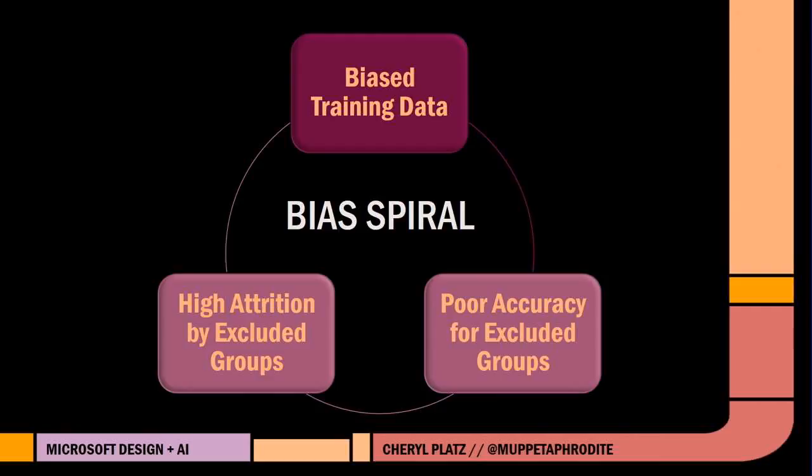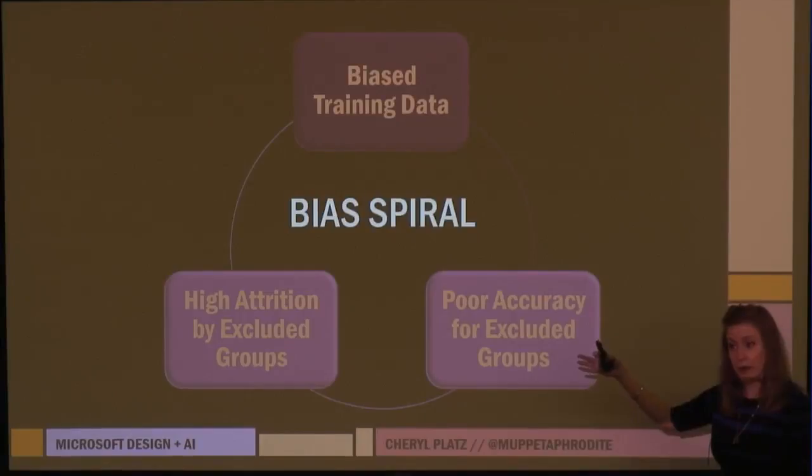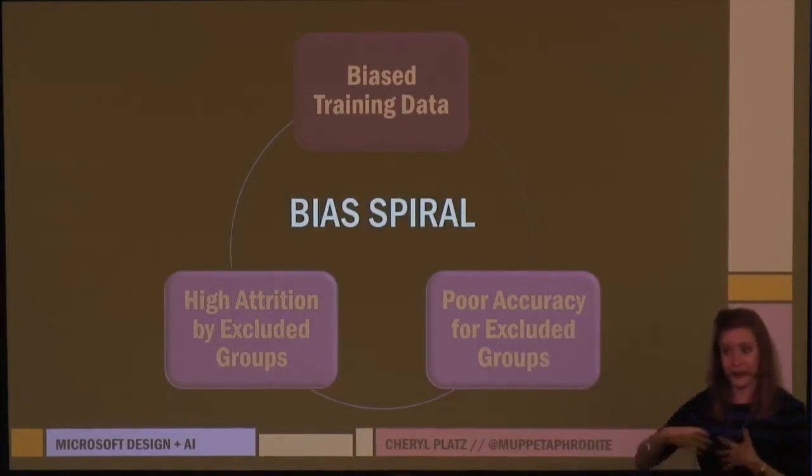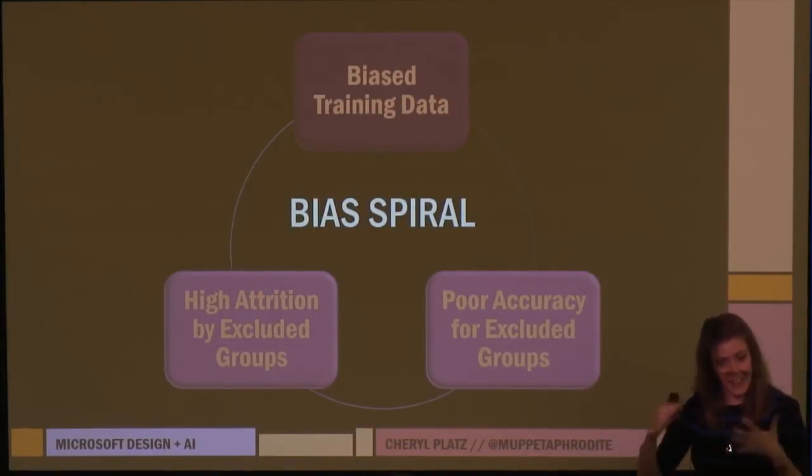And over time, this could lead to a bias spiral. The biased training data, when you launch a product, leads to poor accuracy for these excluded groups. Some folks in these excluded groups may choose to experiment with the product, but they're going to have a horrible experience because we don't have the data that provides that high accuracy.